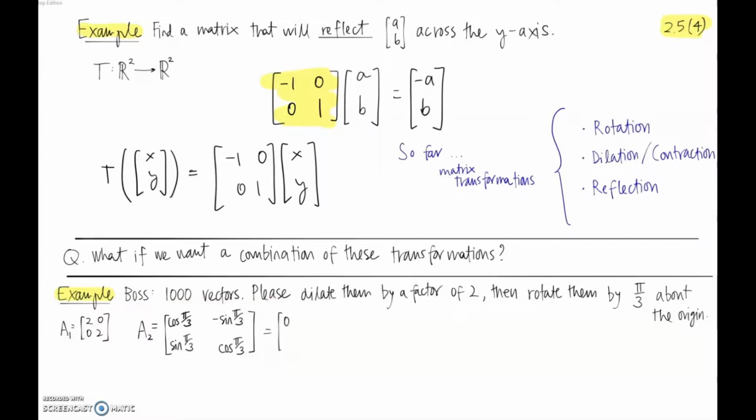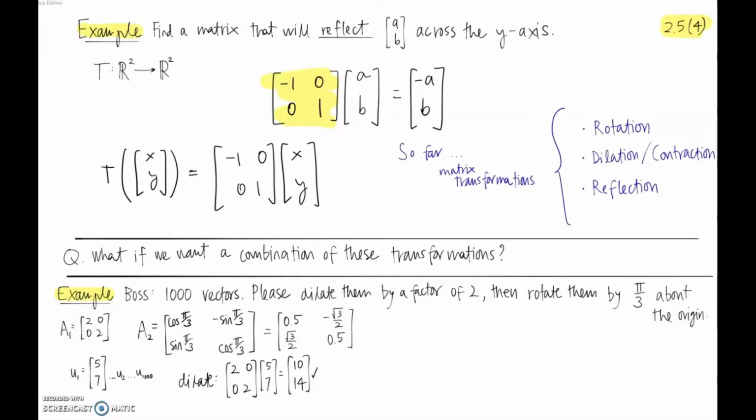I know that cosine of pi-thirds is 1/2 or 0.5. And negative sine of pi-thirds is going to be negative square root of 3 over 2. Sine of pi-thirds will be square root of 3 over 2. And cosine of pi-thirds is that 0.5 again. So I take my first vector from the pile of vectors he dropped off. You know, I have my other 999 right here. And I'm going to first take it through the dilation. And I take it through the dilation and I get 10, 14.